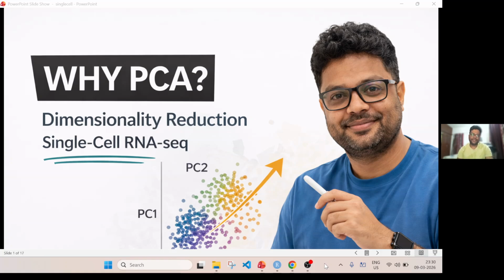Hi everyone. In this session, we will talk about PCA, the principal component analysis, and it is one of the main components of single cell data analysis. That's what we will focus on, and why we need to do PCA. That's a very important thing that we will discuss.